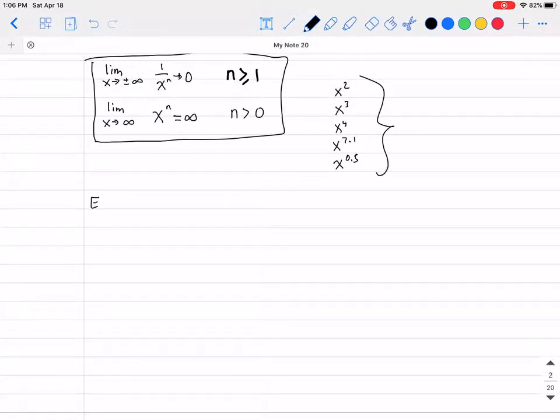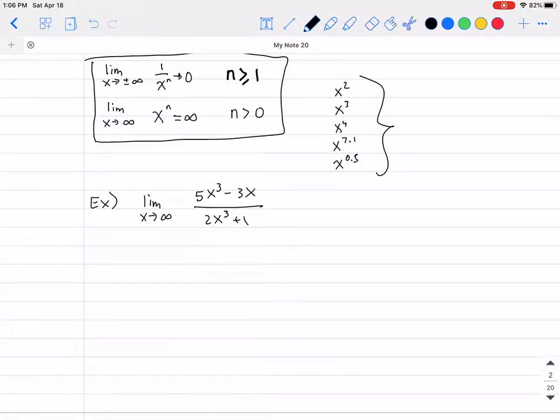Okay, let's consider the following as an example. Let's say we have the limit as x approaches infinity of 5x cubed minus 3x, all divided by 2x cubed plus 1. So for this rational expression, I want to find out what the limit is as x gets bigger and bigger.